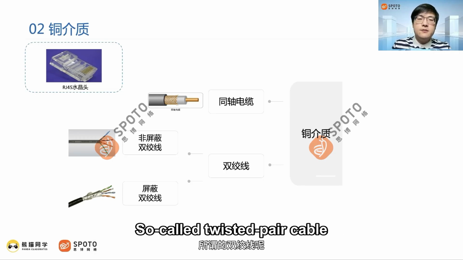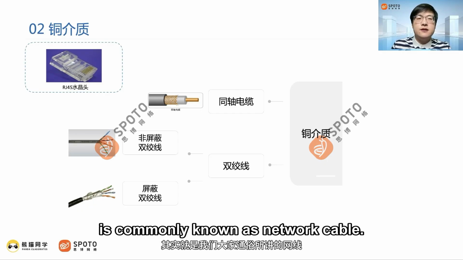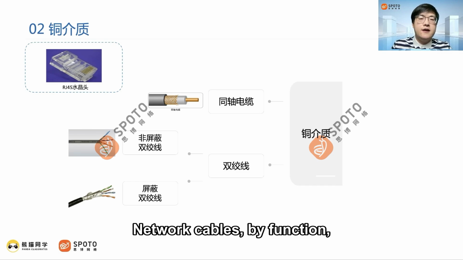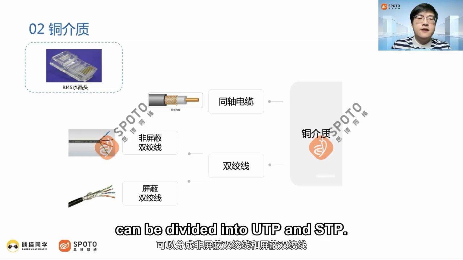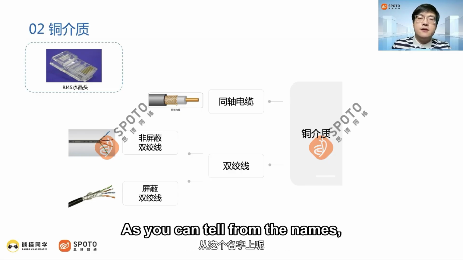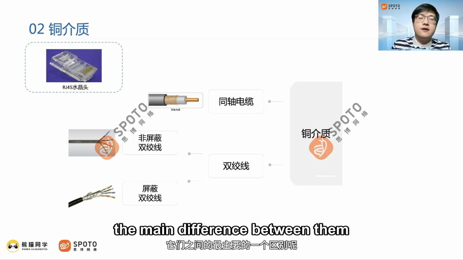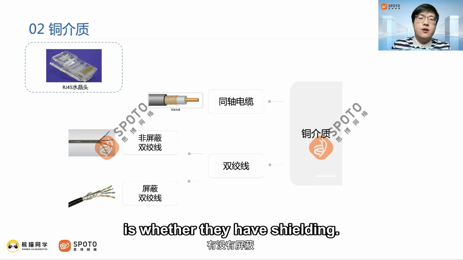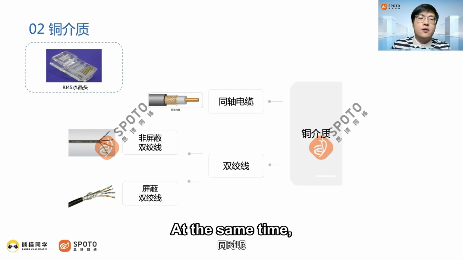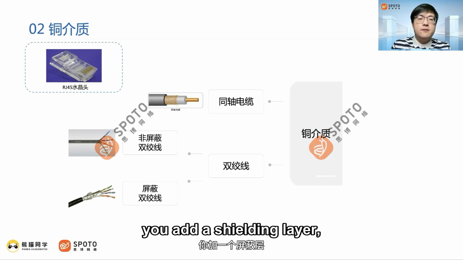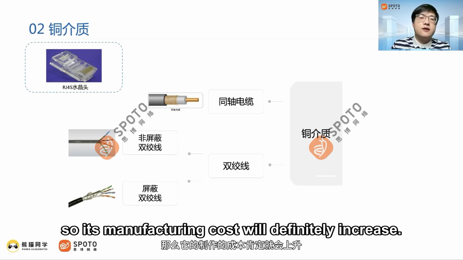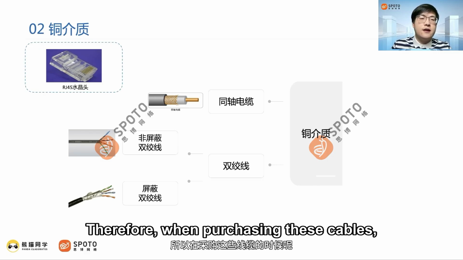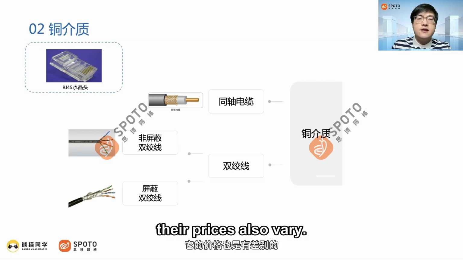So-called twisted pair cable is commonly known as network cable. Network cables, by function, can be divided into UTP and STP. As you can tell from the names, the main difference between them is whether they have shielding. At the same time, you add a shielding layer. So its manufacturing cost will definitely increase. Therefore, when purchasing these cables, their prices also vary.